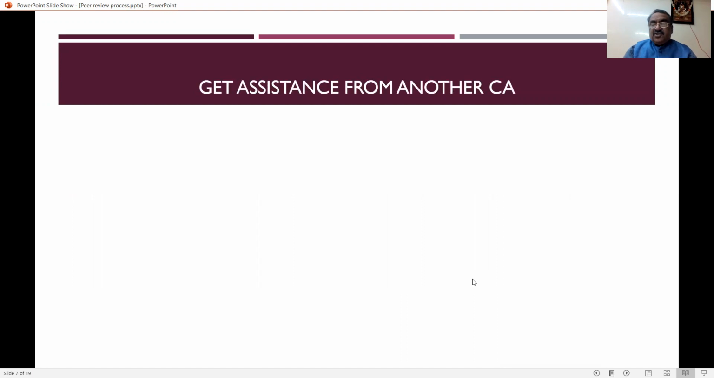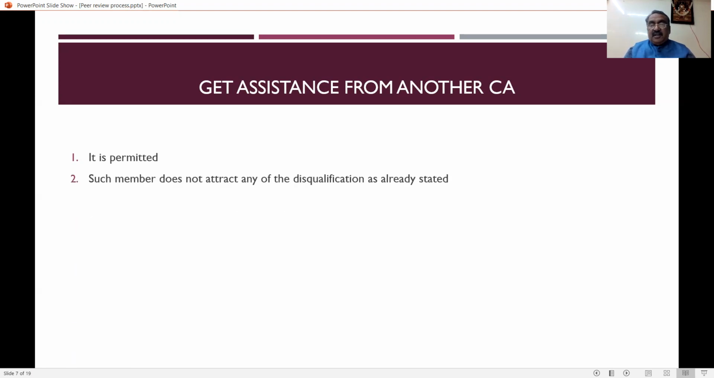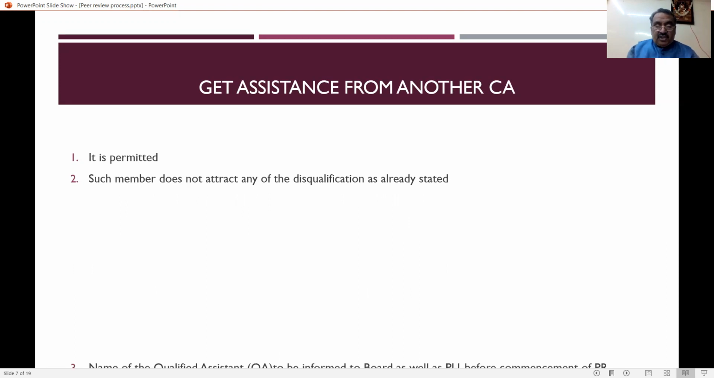And you can get assistance. So that means you can do the peer review on your own, but you can get the assistance from another CA also. For that, it is permitted. First thing, one can ask whether it is permitted. Yes, it is permitted. And such a member does not attract any disqualification as already stated. We have given a disqualification statement because only a member can be allowed to do the peer review. So you can get the help from another CA, and that member should not get any disqualification.